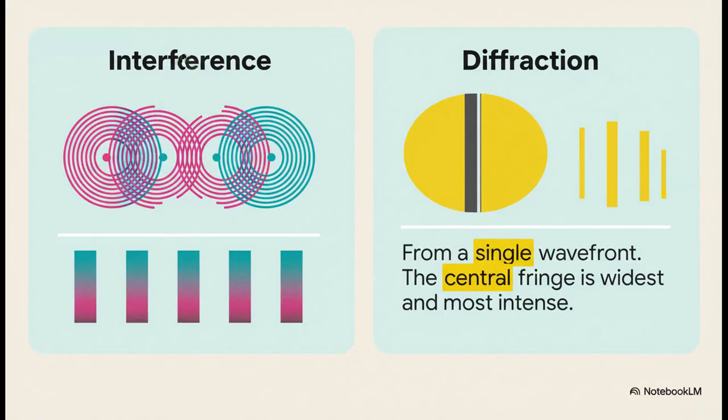Now, it is so easy to mix up interference and diffraction, so let's put them side by side. Interference happens when waves from 2 different sources meet. Diffraction is about waves from different parts of the same wavefront bending and interfering. The big giveaway, when you look at the pattern, is that with diffraction, that central bright spot is huge and way brighter than the others. In interference, all the bright spots look pretty much the same.